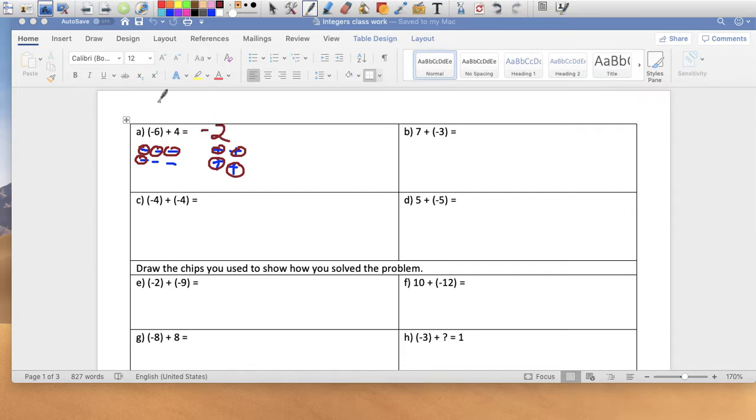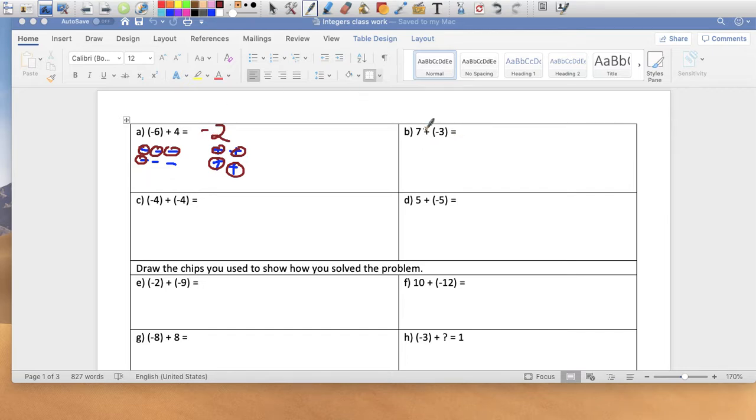By now, I'm hoping that you realize that when the signs are different, when one is negative and the other is positive, you literally have to subtract their absolute values, right? You're subtracting 6 minus 4, you get 2, and obviously you've got to make sure you put the appropriate sign, which in this case is negative.